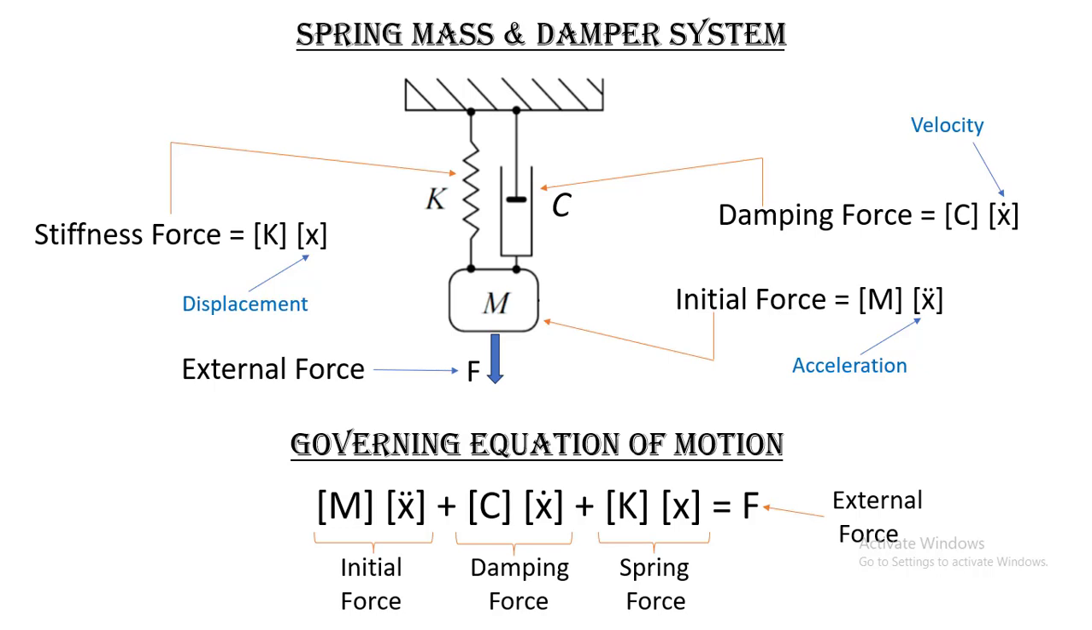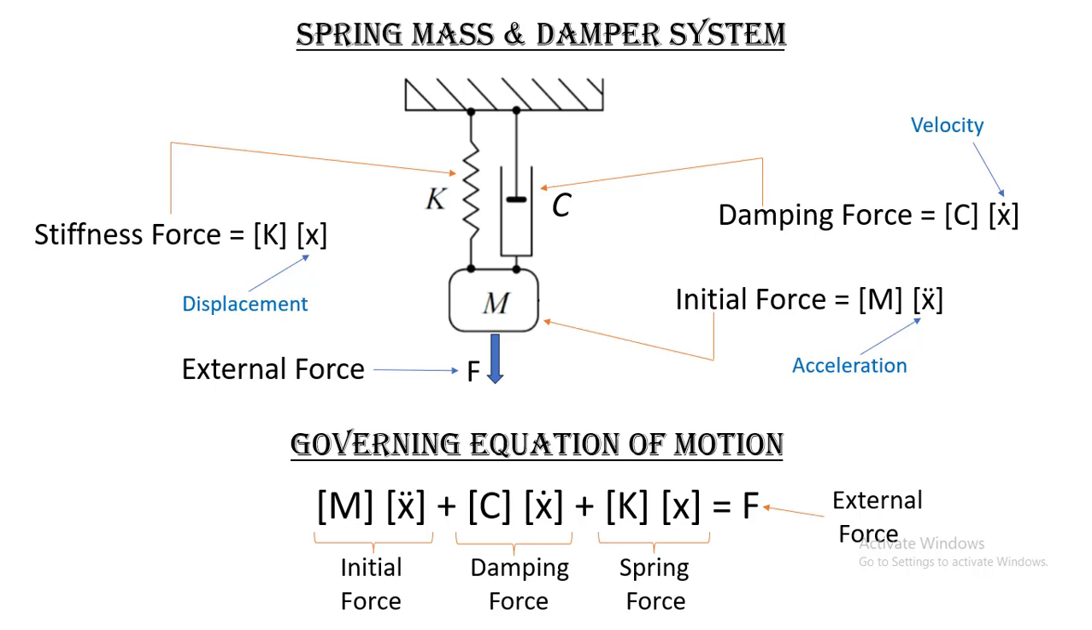Inertial force is the product of the mass matrix and the acceleration matrix. The internal resistance force due to the stiffness of the spring is equal to the product of the stiffness matrix and the displacement matrix. Damping is the energy loss. In the absence of damping, the system will keep vibrating forever.